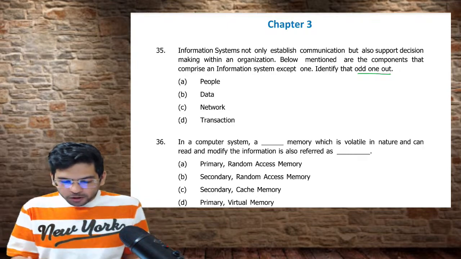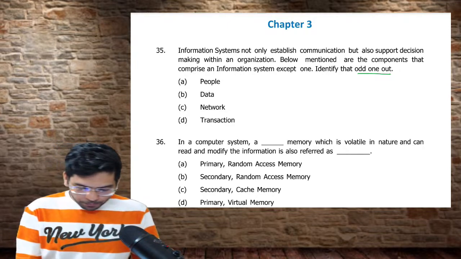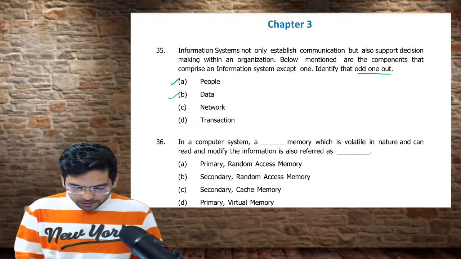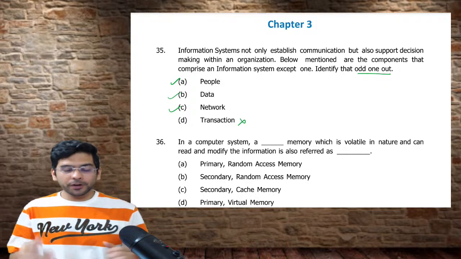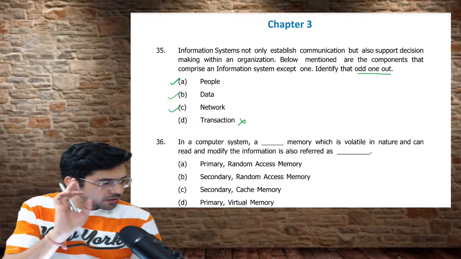So what are the components of information system? People, it's a component. Data, network is also a component. Transaction is not a component. Transaction is not a component. But yes, Divya, you are correct.